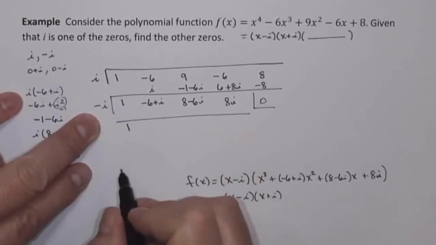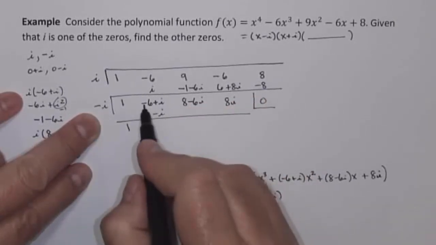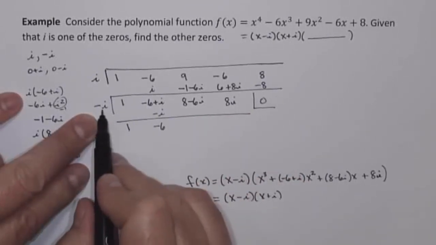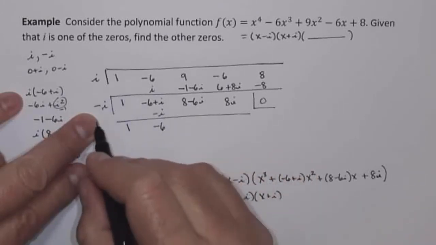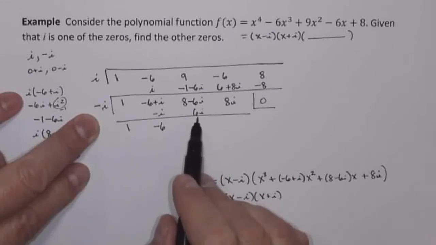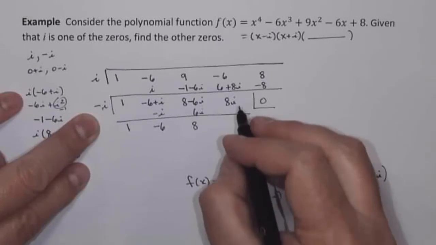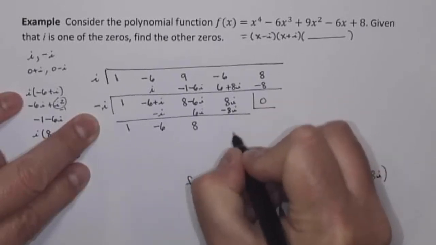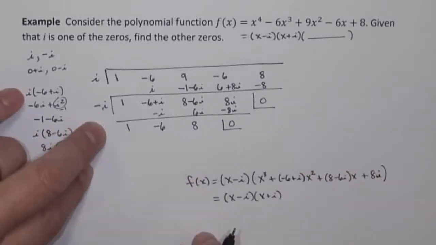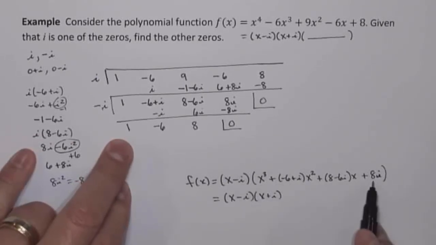So I'm going to drop down my 1. Negative i times 1 is negative i. Negative 6 plus i plus negative i will just be negative 6. Negative i times negative 6 is going to be positive 6i. 8 minus 6i plus 6i will just be 8. Negative i times 8 is going to be negative 8i. And 8i plus negative 8i is 0, and that's the remainder, as it should be. It should be 0 because we knew x plus i should be a factor of this.